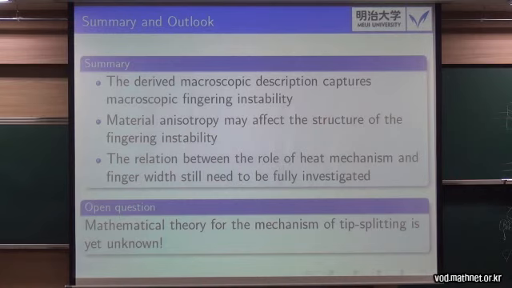So finally, as an open question, there is no mathematical theory for the mechanism of tip splitting as concerning this type of problem yet.